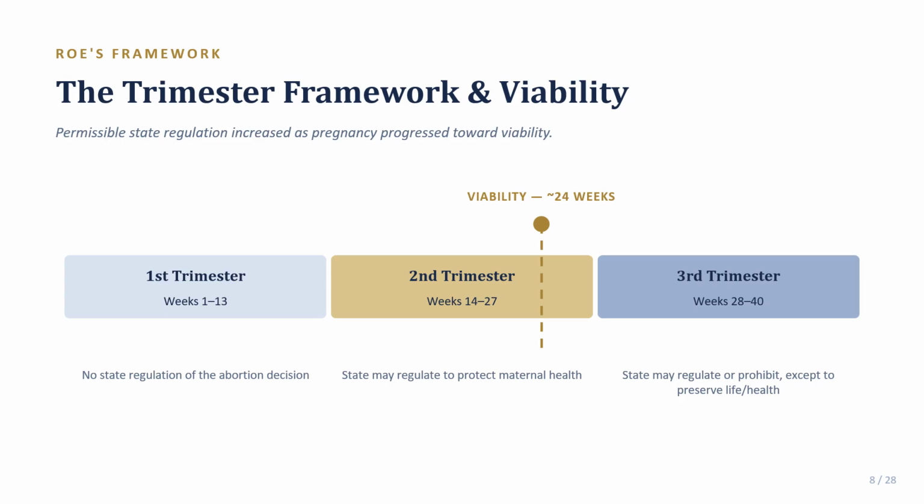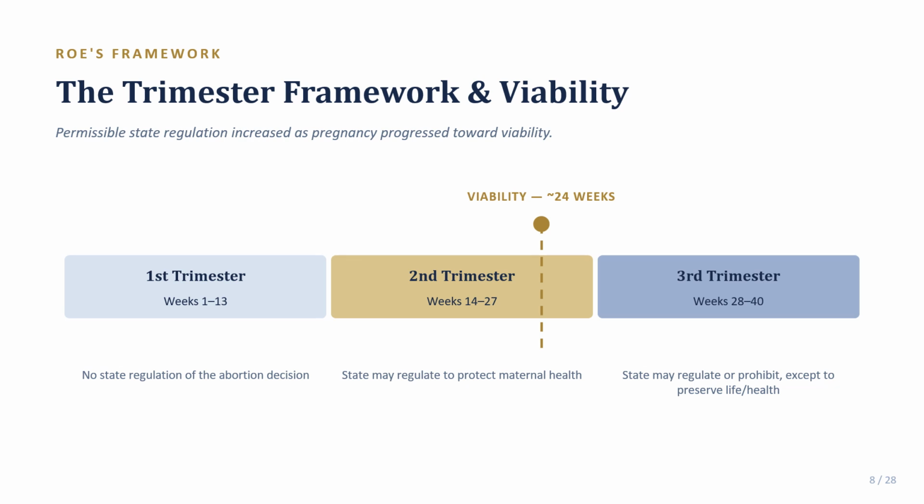All right, so the third trimester, you have roughly weeks 28 through 40. And the state's interest in potential life became strong enough so that the state could regulate or even stop abortion entirely, except where necessary to preserve the life or health of the mother. An exception that the court held was constitutionally required no matter how the state chose to regulate at that stage.